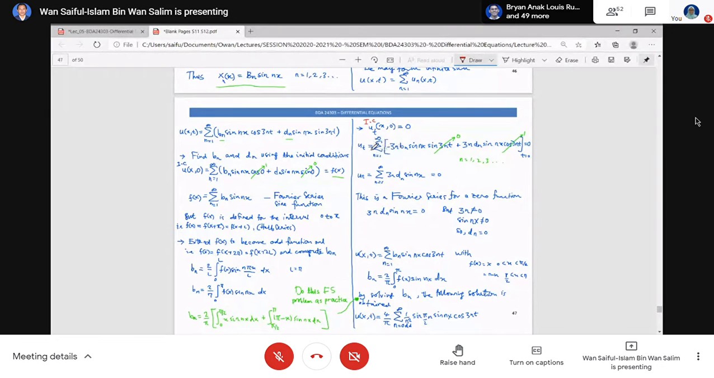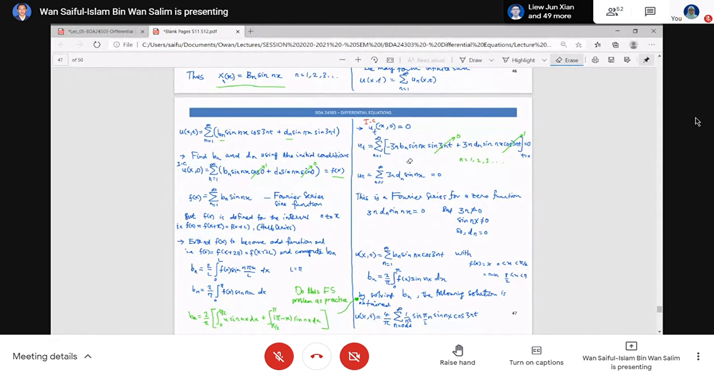U sub t is equal to, so you differentiating u, bezakan yang ni, this term ni kita bezakan terhadap t saja. Bezakan terhadap t. So if you differentiate with respect to t, whatever terms that is not dependent on t becomes a constant. Okay, for instance, this sine nx, all these terms, these are just constants. You're only differentiating the terms that are dependent on t.